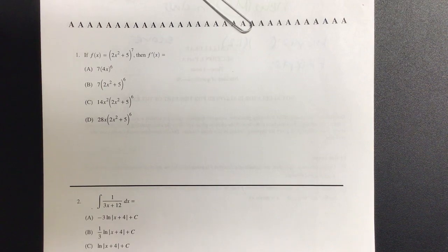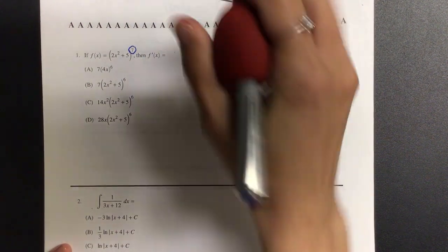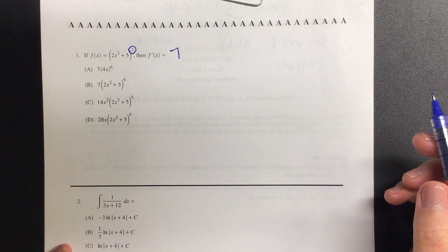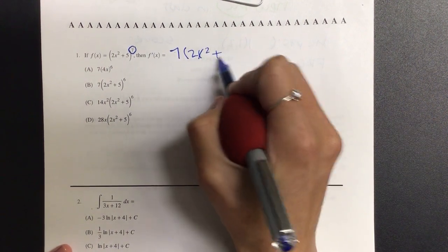If f of x equals (2x squared plus 5) to the 7th, then f prime of x equals. So what rule are we using on this one? Chain. And just to recall chain, we take the power and do what? Bring it to the front. And do I do anything with the inside? No. So we have 2x squared plus 5.